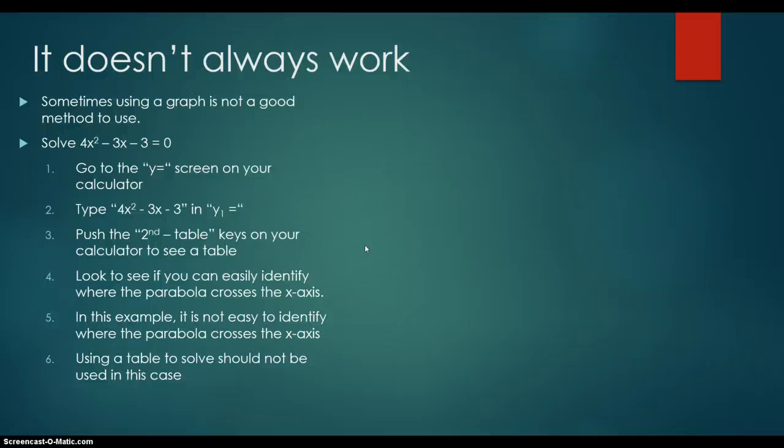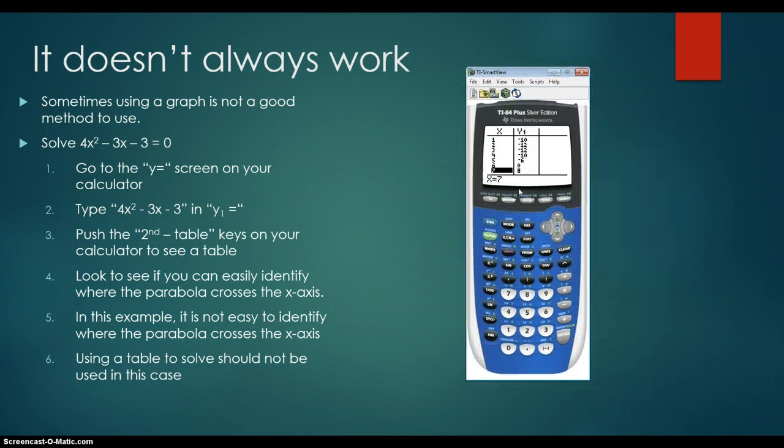Unfortunately, using a table doesn't always work. I've got a beautiful quadratic equation here. It's set equal to 0. I'm going to use my same strategy I've been using. I'm going to plug it in. I'm going to put it into my calculator. Make sure I got it right. 4x squared minus 3x minus 3. I'm going to look at a graph.